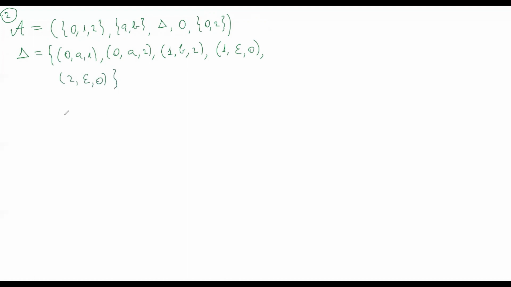And we can also just show this in a visual way. We have state 0 here, we have state 1, and we have state 2. And we say from 0 I go to 1 with A, and from 0 I go to 2 with A, and then from 1 I go to 2 with B, and from 1 I go to 0 with epsilon, and from 2 I go to 0 with epsilon.